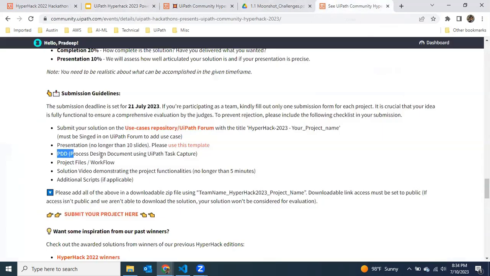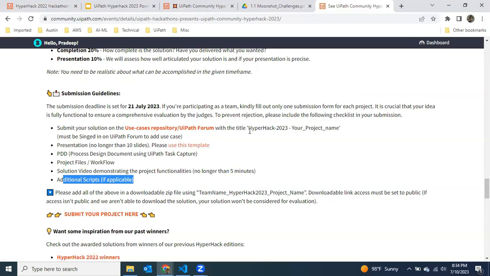What's next? Then you have to have a PDD, obviously project files, workflow, a small video, no longer than 5 minutes. I think that's doable. Any additional scripts, if you're using any APIs to test it out, or any test scripts that you may have, everything should be packaged together as a downloadable file, and go ahead and submit it on the use case repository.